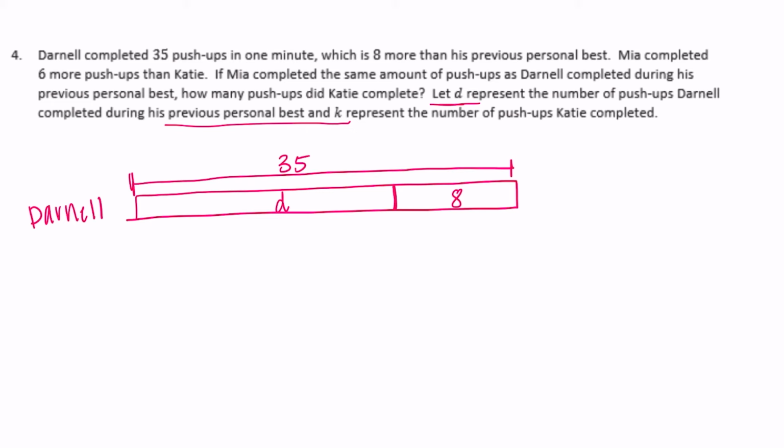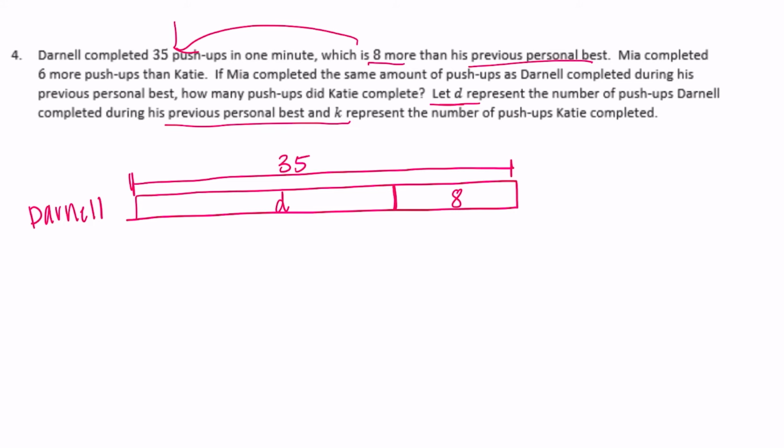Because we know that D represents his previous personal best, and he got 8 more than his previous personal best, which was 35. Okay, so we have that part. Mia completed 6 more push-ups than Katie. That doesn't really help us yet, because right now we don't know how many Mia completed and we don't know how many Katie completed.